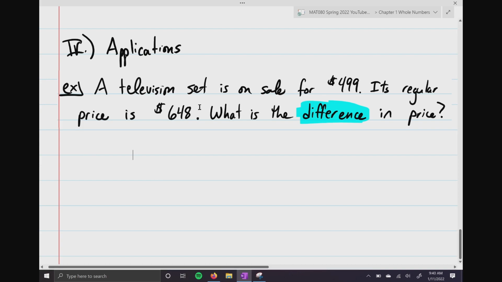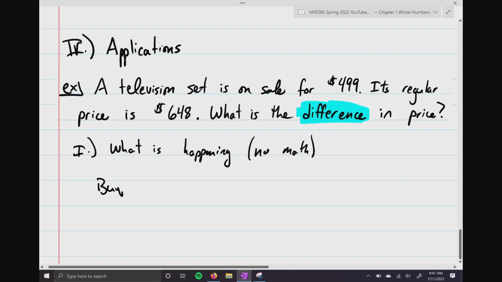Okay, so we know step 1, we need to think about what's happening. No math. Remember that. No math. Maybe I should just write no math. All right. So what's happening in this problem? Someone's buying a TV. That's what's happening.